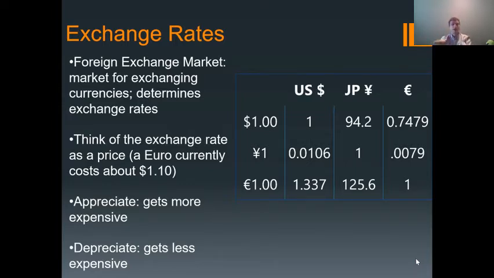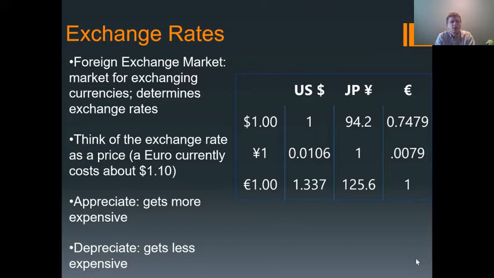So if you look at this chart, these are outdated numbers, but you can see the way this chart works here. One US dollar would equal about 0.0106 yen, which would equal 1.337 euros. So the way to read that is $1 buys you 1.3 euros. Now, this has obviously changed a lot. Now, the value of the euro is higher than the dollar. So the euro currently costs $1.10. So this is somewhat flipped a bit.